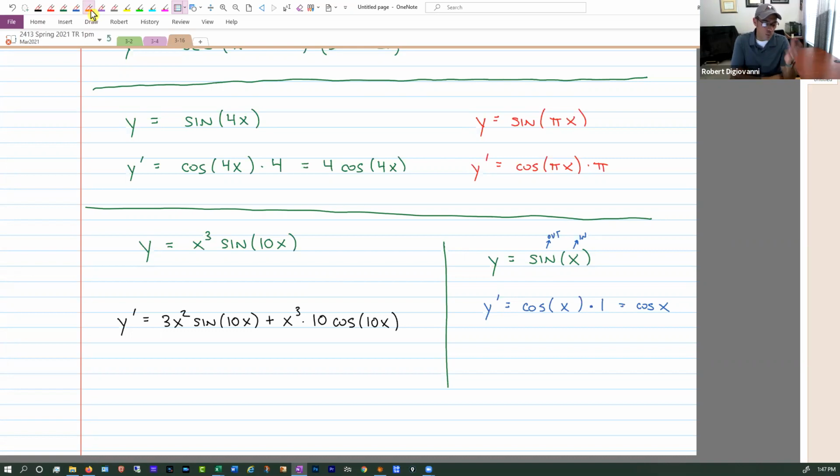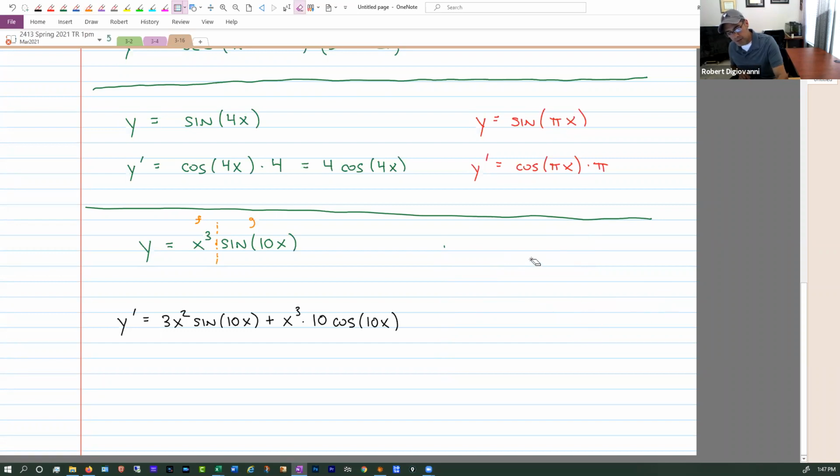So Elise, when you looked at this, what did you see? Product rule. Okay, everybody, we have to see the product rule. We have to see that there's multiplication here: x cubed times sine of 10x. Because it's product rule, you have to call one of these f and one of these g, and then follow through. Product rule says we should have f prime times g plus g prime times f. So all we need to do is figure out what that is.